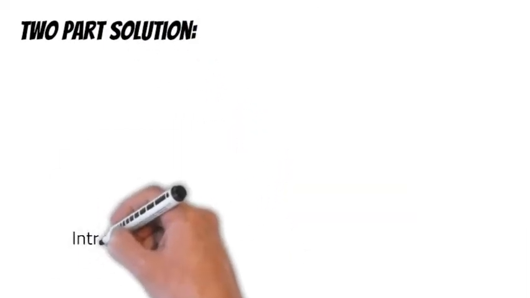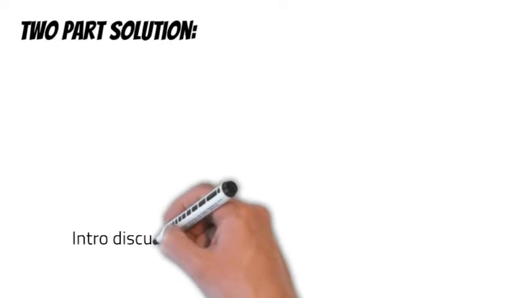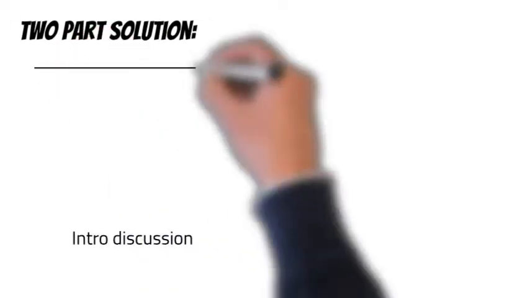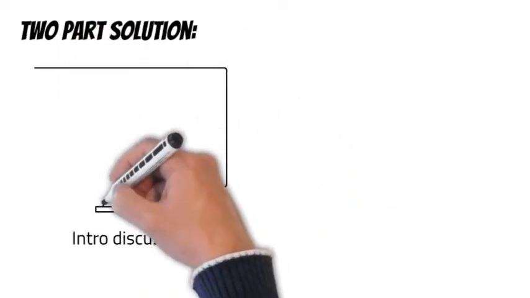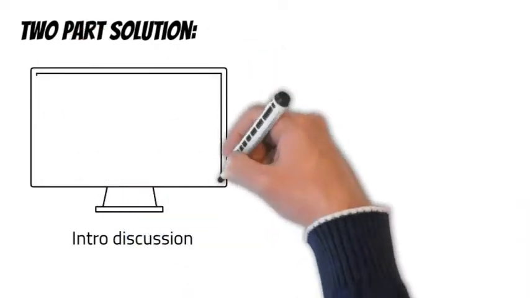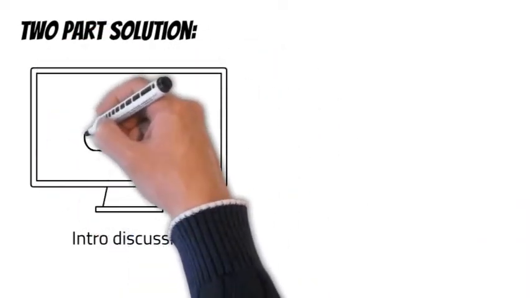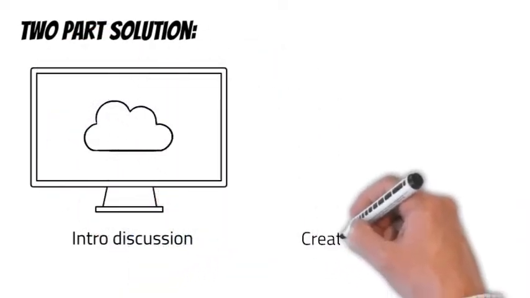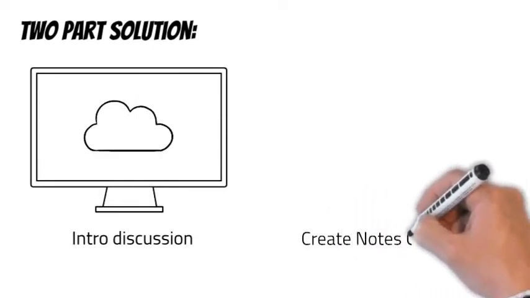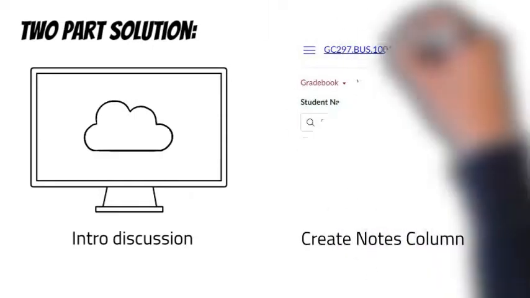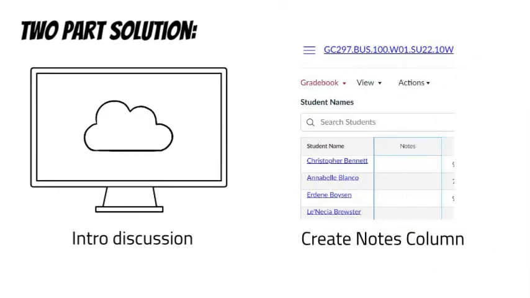The first part is that I have an introductory discussion in which I ask students to provide the name that they prefer to be called by and what their pronouns are. The second part is that I then record that information in the gradebook so that I have it in notes to refer to whenever I'm communicating with them.